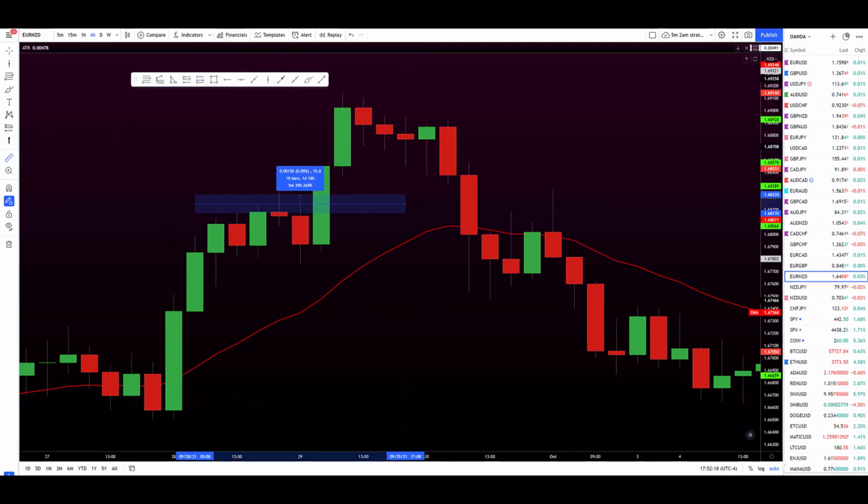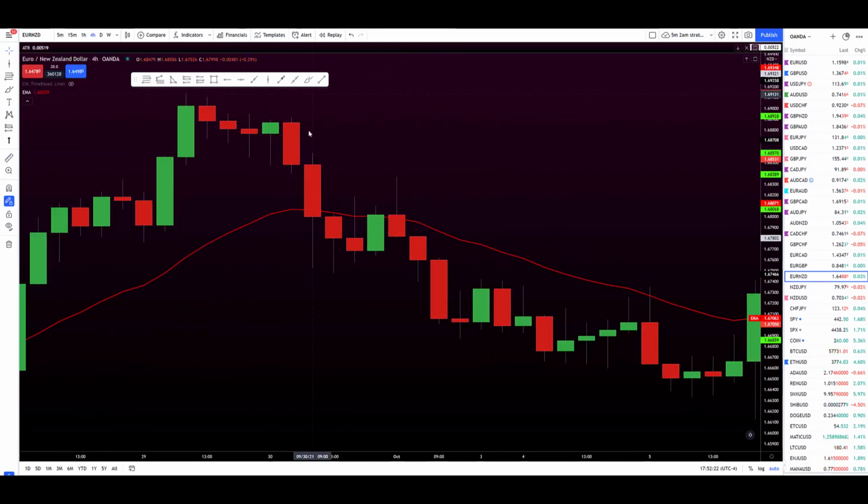Oh, it's candle number 11. I'm so good at this. Right on. So that was candle number 11. We then have an obvious winning trade right here.